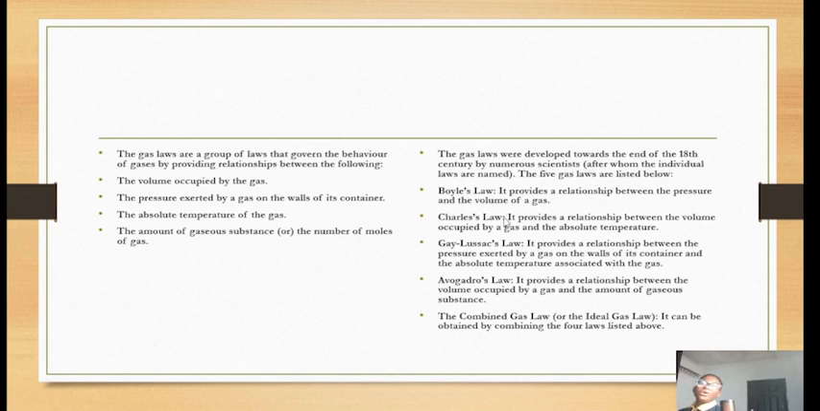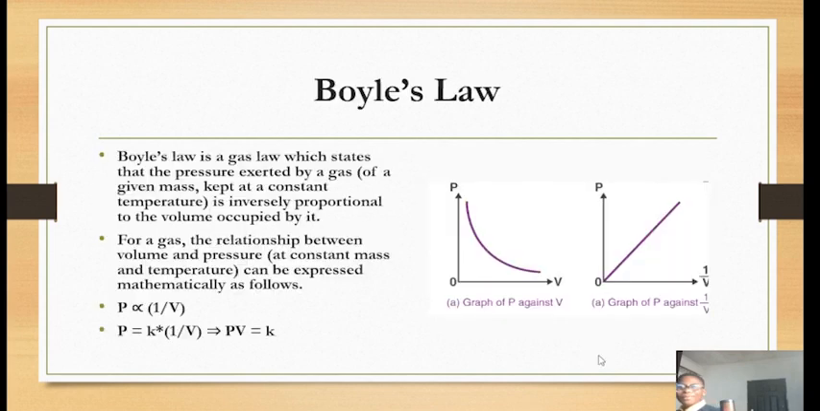and we have 5 gas laws. We have Boyle's law, which provides a relationship between the pressure and the volume of the gas. We have Charles' law, which provides a relationship between the volume of the gas and absolute temperature. We have Gay-Lussac's law, we have Avogadro's law, and we have the combined gas law.